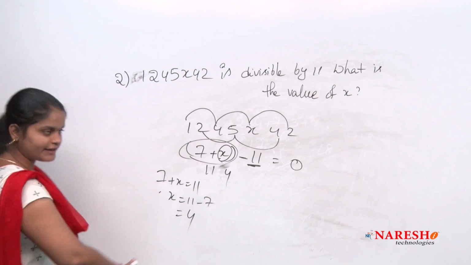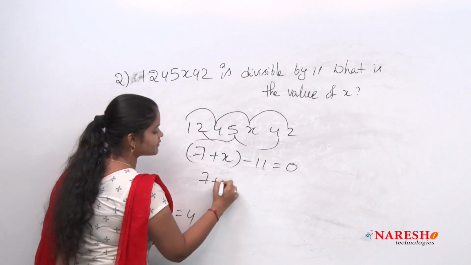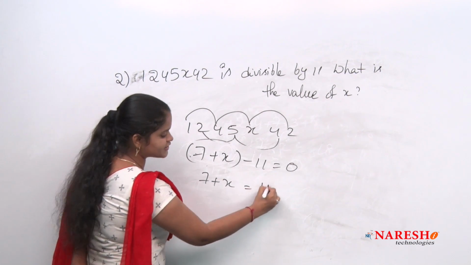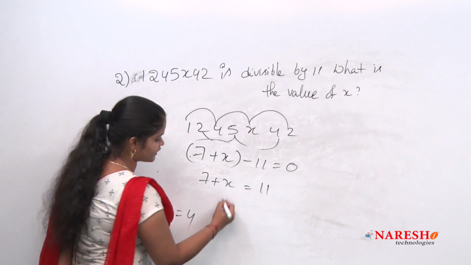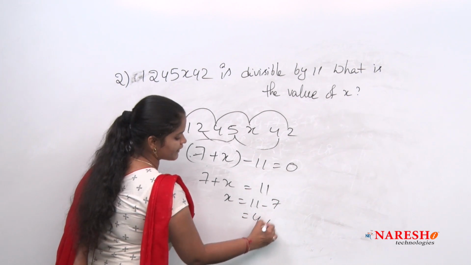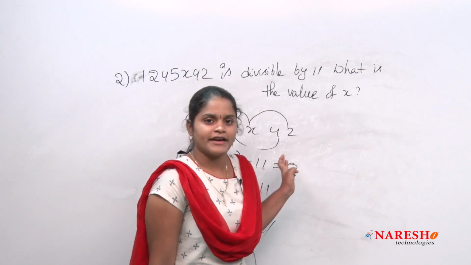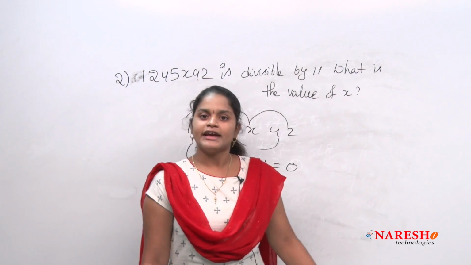Or else you can go like 7 plus x minus 11 is equal to 0. So 7 plus x is equal to 11, taking 11 to that side. So x is equal to 11 minus 7. So what is the value of x? 4. This is how we find the value of x when the number is divisible by any of the given digits.